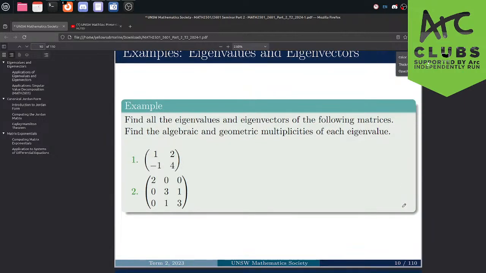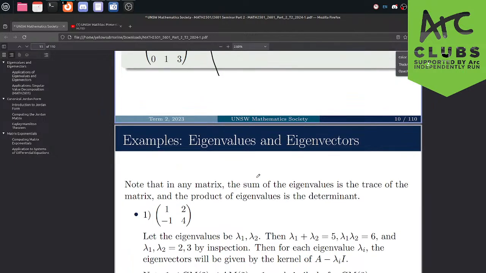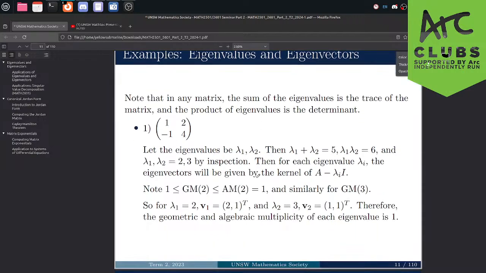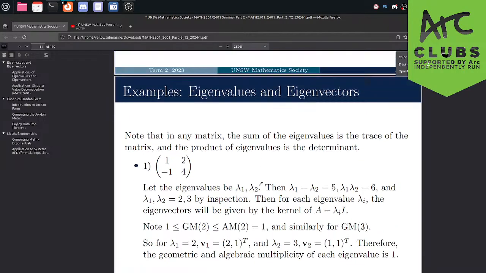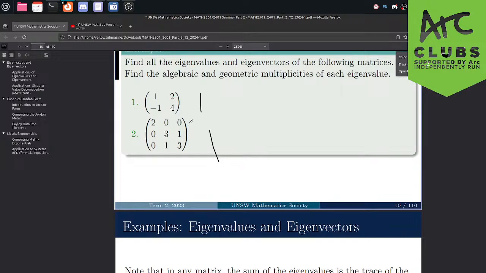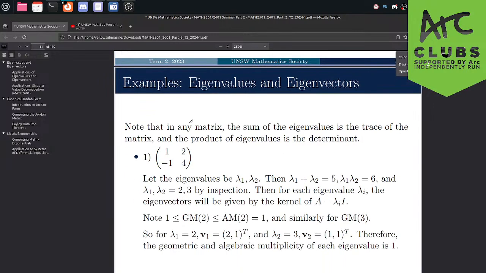So let's use all of our knowledge to find the eigenvalues, eigenvectors, and then find the algebraic and geometric multiplicities. So for the first one, we'll use the determinant and trace method. For this first matrix here, we can calculate its trace and its determinant. So the trace of A is going to be the sum of the diagonal entries. So 1 plus 4.